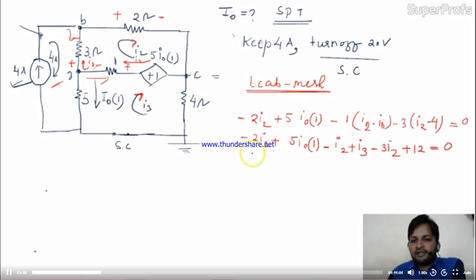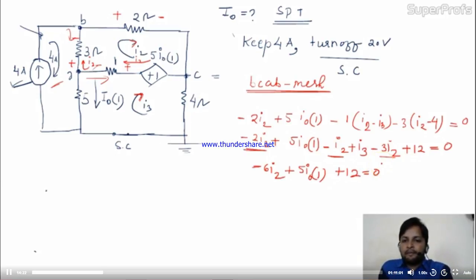Now come next. Minus 2I2 and minus 3I2 and minus 6I2. Total I'm having 6I2. Okay, fine. Now what about this? 5I01 fine, and plus 12 also we have in the equation. It's equal to 0. Is it clear to you? Minus 6I2 plus 5I01 plus 12 equal to 0, and like this the situation is. So this is equation 1.